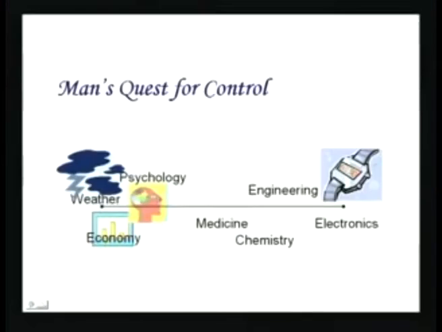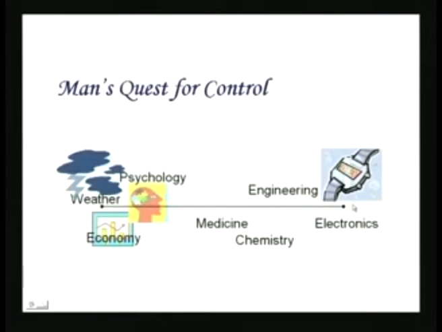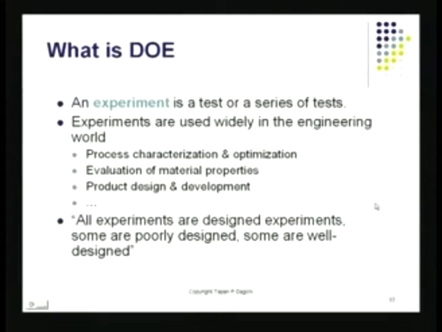So we started at the left extreme, a system like the weather or psychology or economy, where we could not even list the factors. We got to the point where we could at least list the factors and draw the cause and effect diagram. And then we used various experimental, empirical techniques to develop knowledge that would gradually move us toward equations that would help us design systems with predictable behavior. In today's context, of course, we are going to be discussing this technique called DOE, design of experiments.